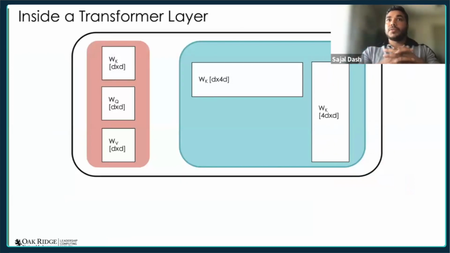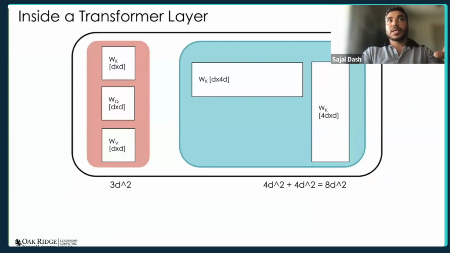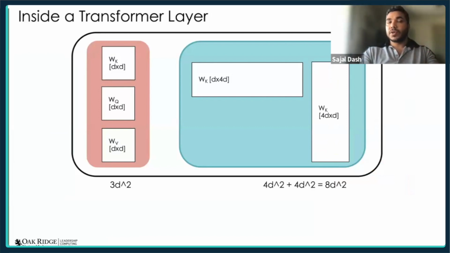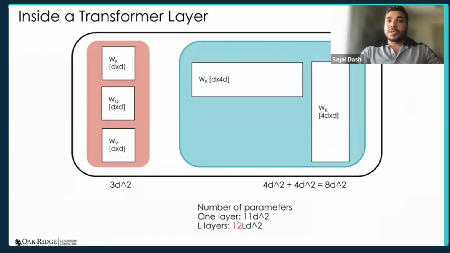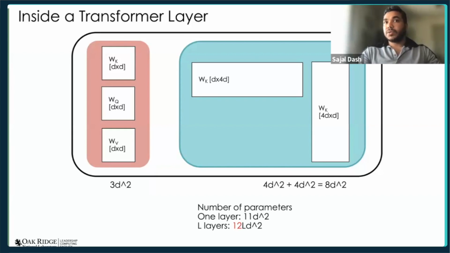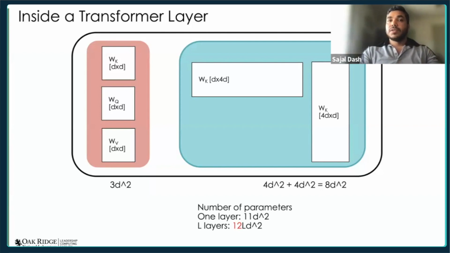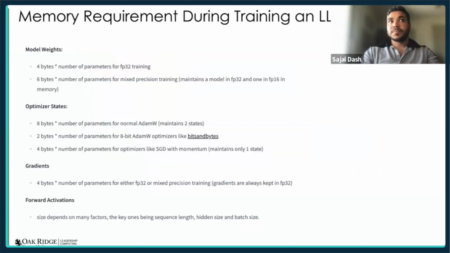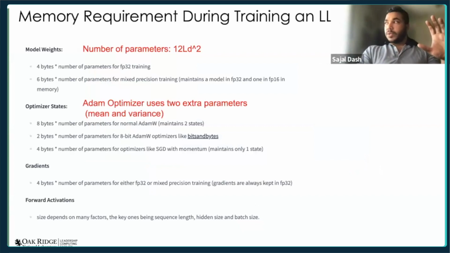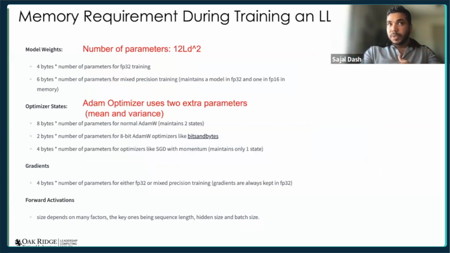Why we need model parallelism actually stems from the number of parameters and memory requirement. In a transformer layer, the attention layer has 3D square parameters, and the FFN layer has 8D square parameters. So for a single layer, you have around 11D square. If you add up the other matrices like embedding layers and everything, for a transformer with L layers and D hidden dimension, you can expect there will be 12 L D square parameters. These parameters need storage because you have to save those variables in the GPU memory.